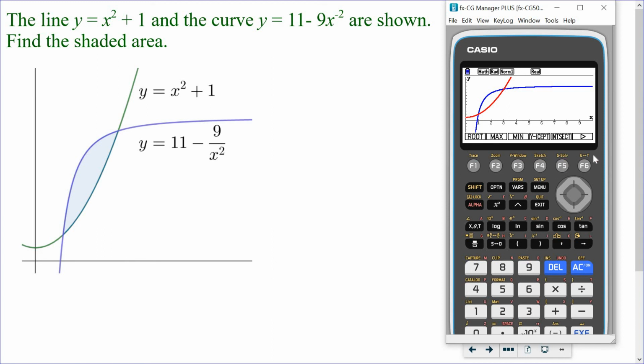So let's do G-solve and F6 and integrate and then intersect. There we go. And we've got our first intersection point, so press execute, and then we go to the right and press execute again for the second intersection point, and there we go. So this time the integral and the area both agree because we've done the blue line take away the red line. So that makes sense.